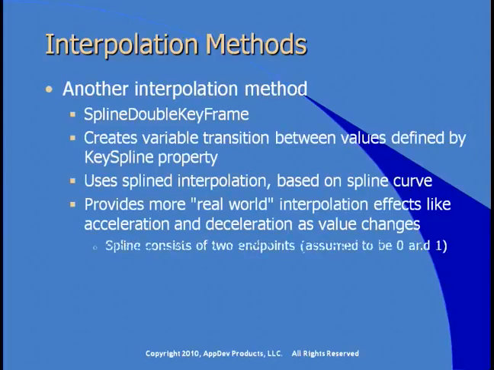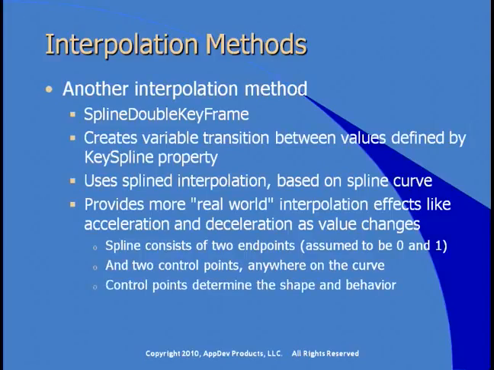The spline consists of 2 endpoints, assumed to be 0 and 1, and you add 2 control points anywhere on the curve. The control points determine the shape and the behavior, and it's easier to see this visually. We'll do that later in Expression Blend. But what this sounds like to me is a Bezier curve, and that's exactly what it is. The spline curve is a Bezier curve that defines the acceleration or deceleration of the change in the value. And this allows you to have changes in values look far more realistic, giving it a physics look.